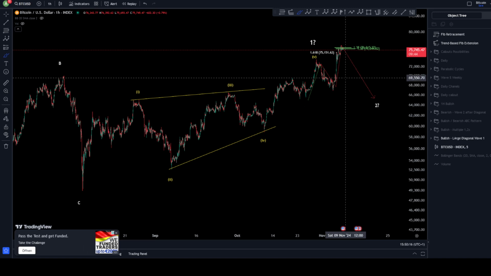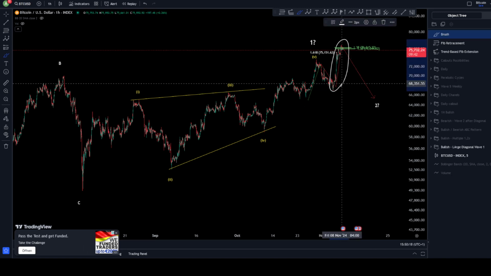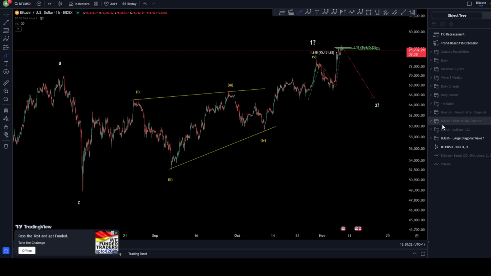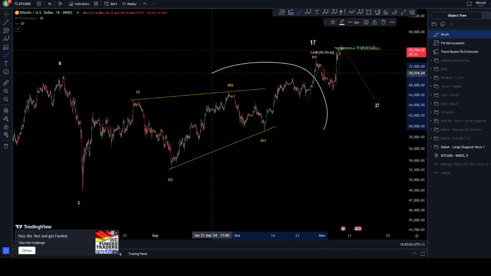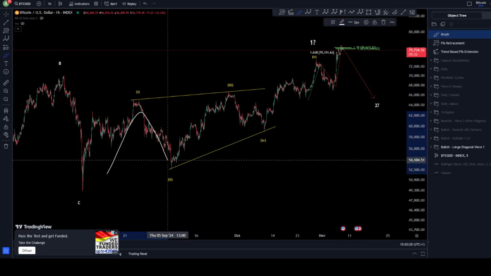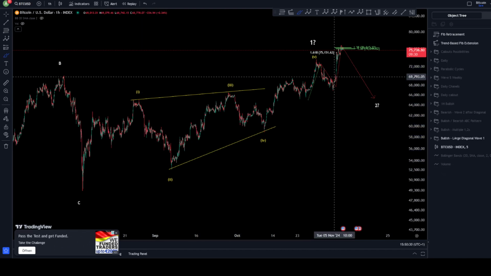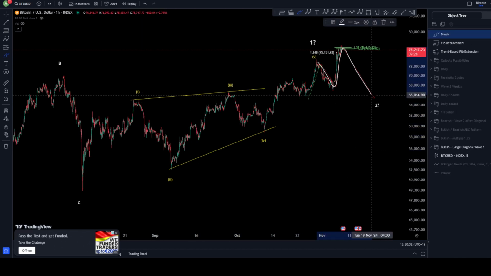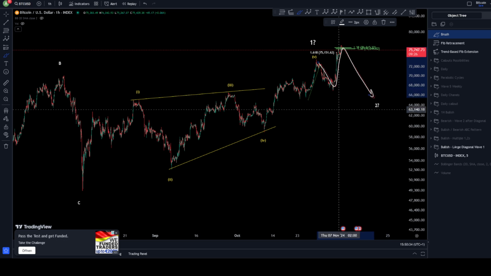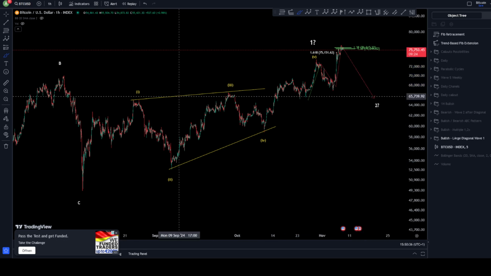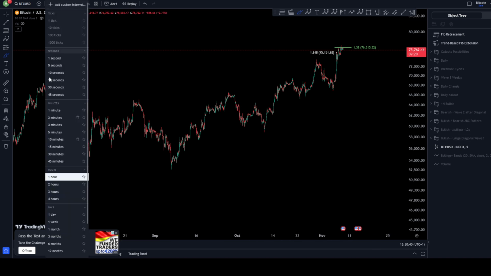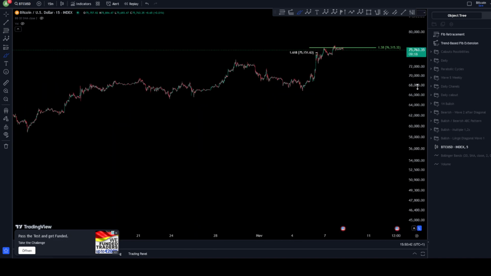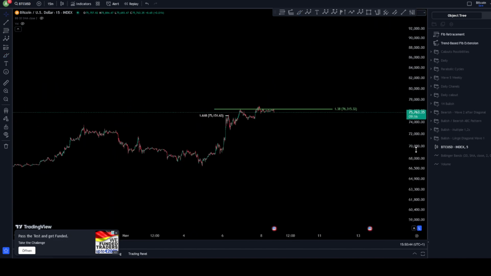Okay, and that is because we did not finish this impulse. This is the problem. We need to finish this impulse. Otherwise we are in this scenario. There is no double or triple 1, 2s even. If we get this right now, this is an answer for your wave 2 in a diagonal. Otherwise, we still need to take the high.